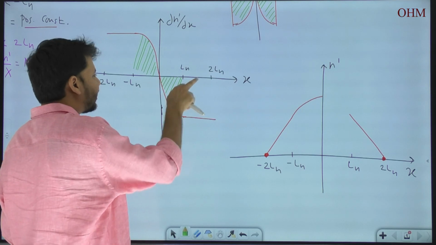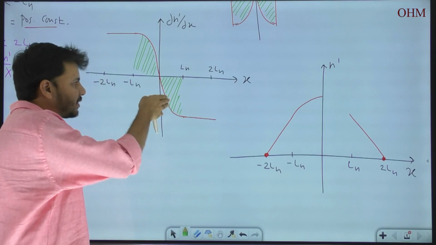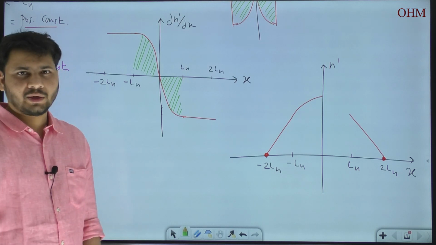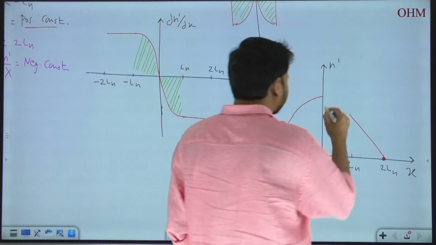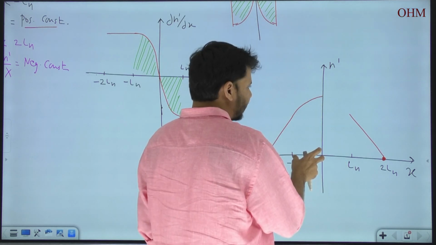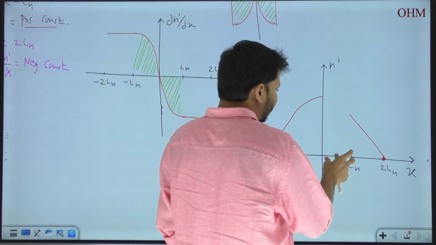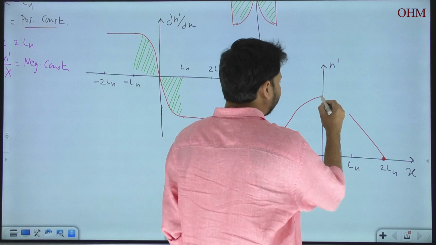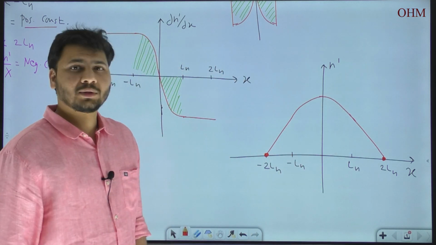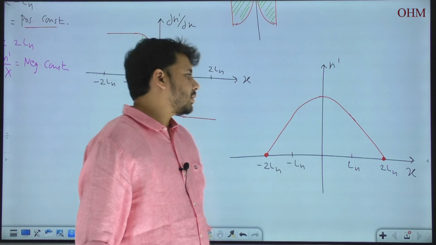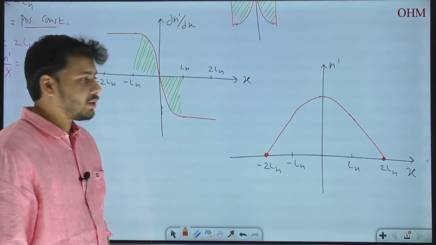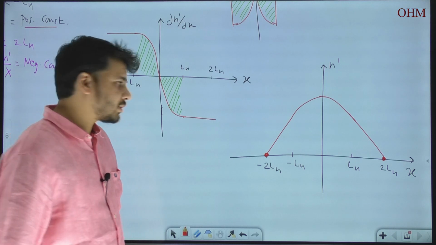I mean, it should, right? Because for x greater than 0, look at the slope. Is it not negative? Slope negative means the actual value will decrease with distance. So it keeps on decreasing, again because of symmetry and so on. Whatever you have in this range, the same thing you will also have between 0 and ln. So you'll get something like this. So this is the final minority carrier concentration profile, how it varies with distance.